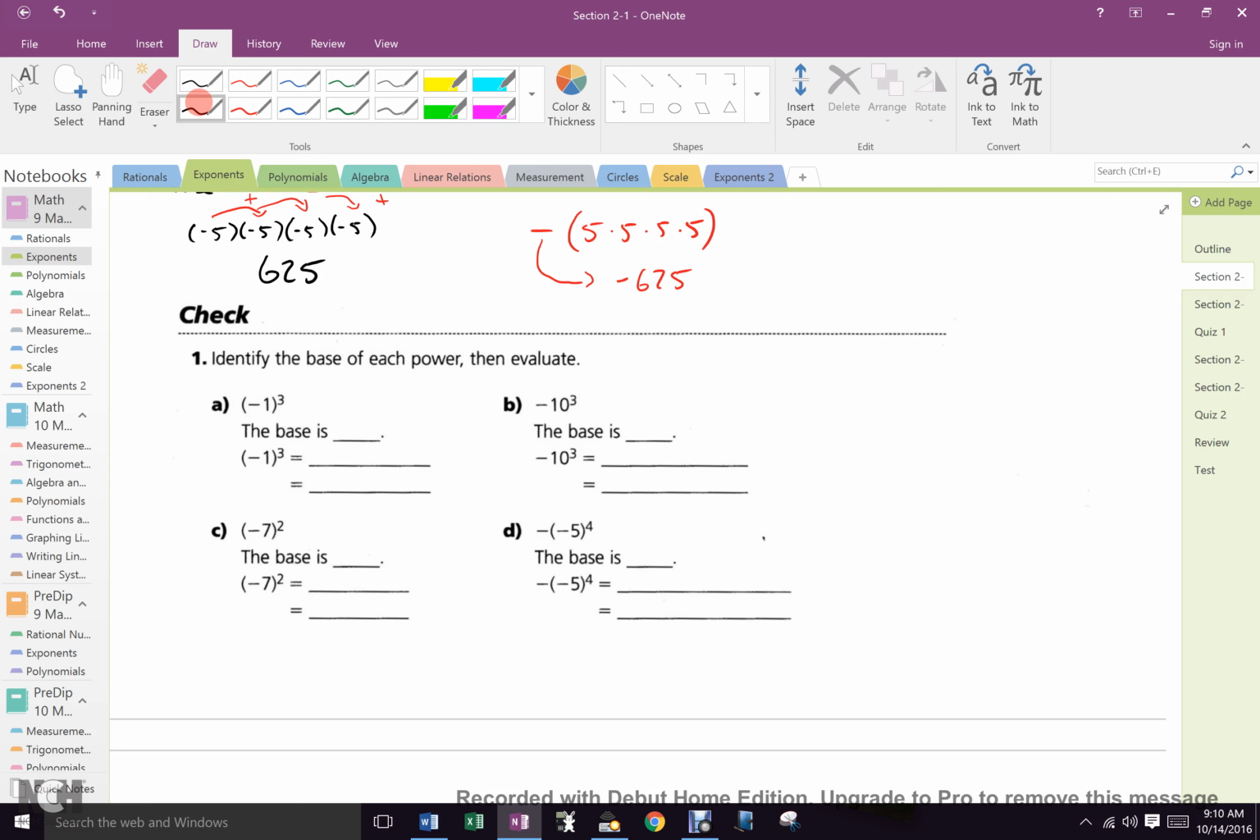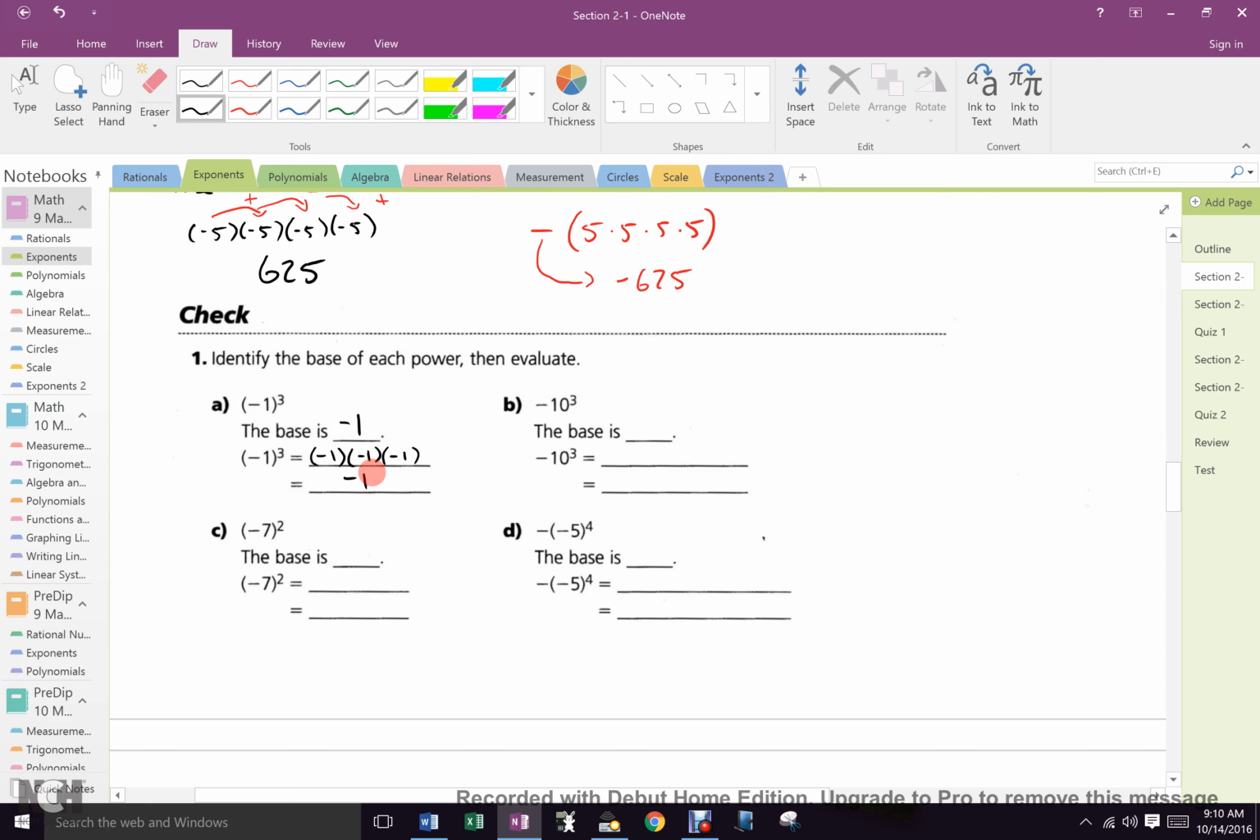1a. What is the base? Negative 1. Why? Because there's brackets. So this means negative 1 times negative 1 times negative 1, doesn't it? So what's the answer going to be? Negative 1. Because a negative times a negative is a positive, and then a positive times a negative is a negative. Is everybody cool?